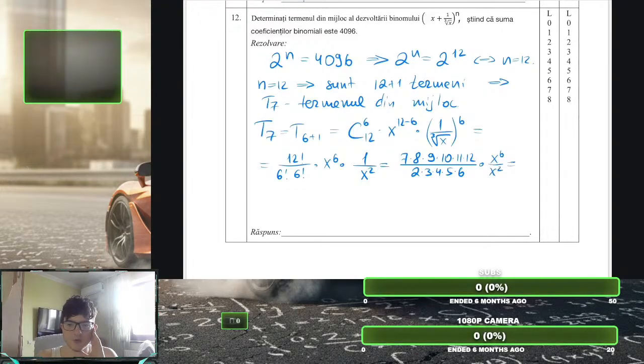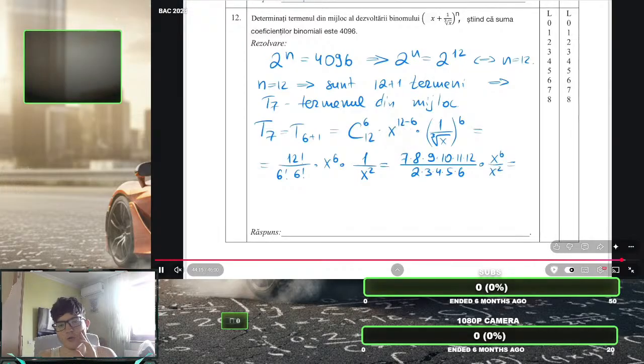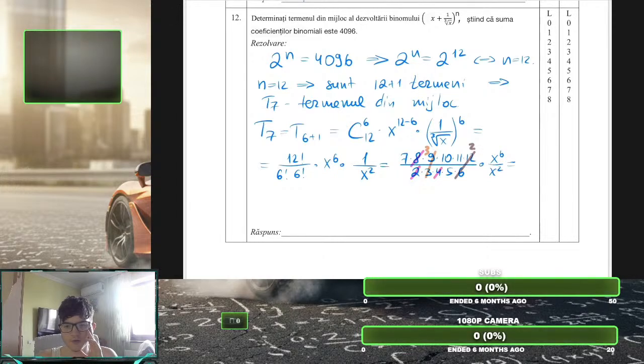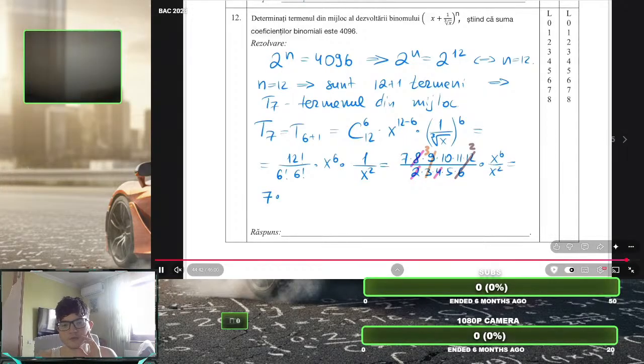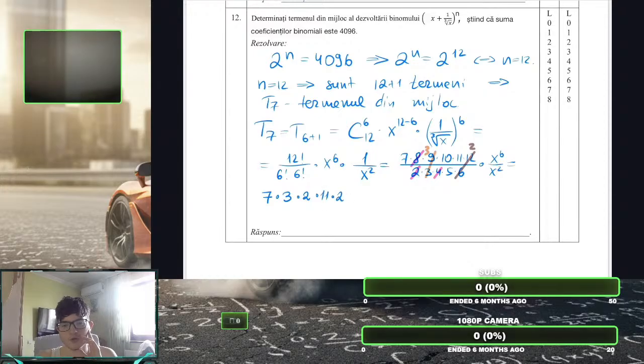So 2 and 4 simplify with 8, 3 simplify with 3 and 4 with 12, and 6 with something else, whatever, however you want. 3 right there, 8 right there, and right there 2, and right there 5 and 10, right? 7, 3, 10, 7, 3, 2, x to the power 4.